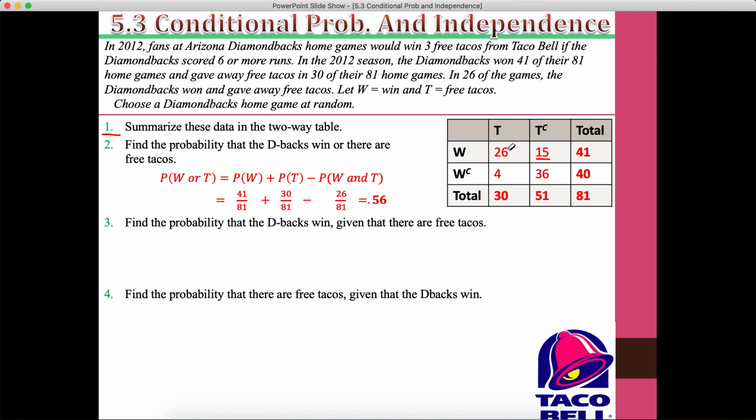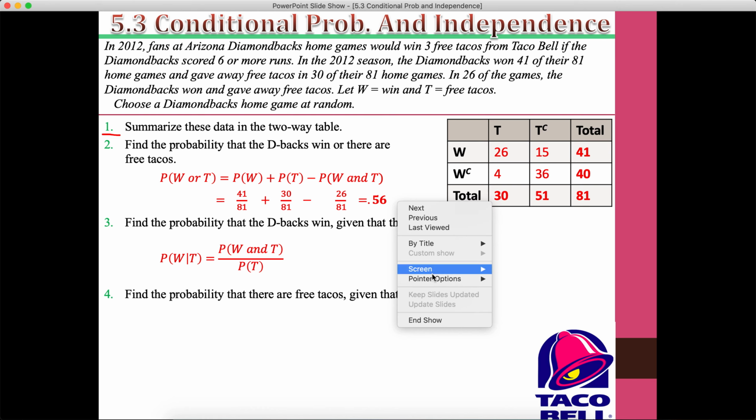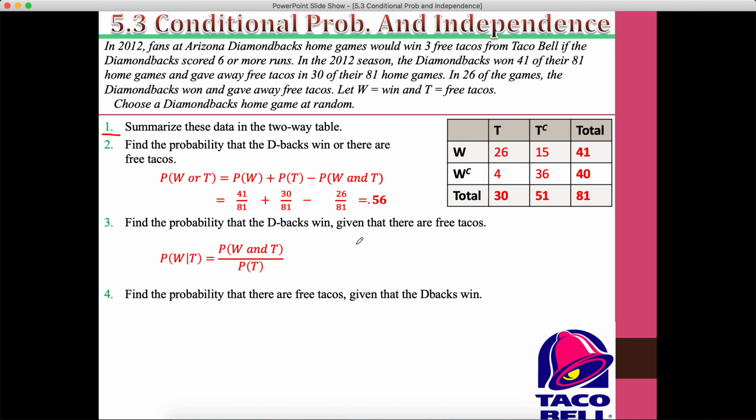For the next one, find the probability that the Diamondbacks win, given that there are free tacos. The whole "given" thing really restricts our sample space to only the situations in which there are free tacos. So if I just use the formula that's on the previous page, I end up with a nice, ugly compound fraction, but at least the denominators are the same. So they can cancel out and give me 26 out of 30, which is equal to 0.87.